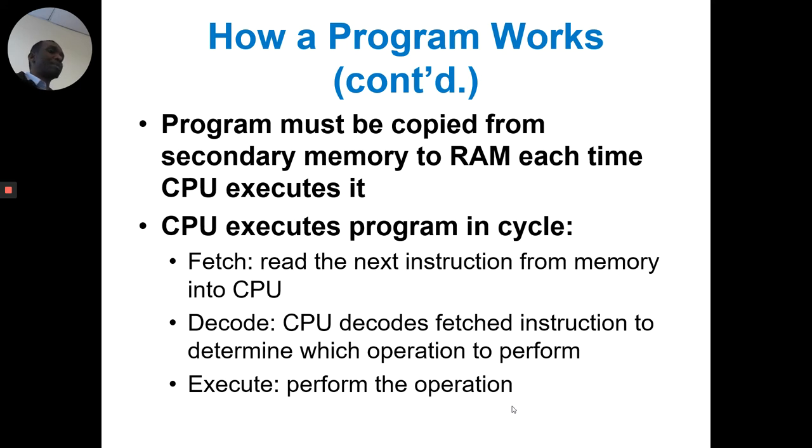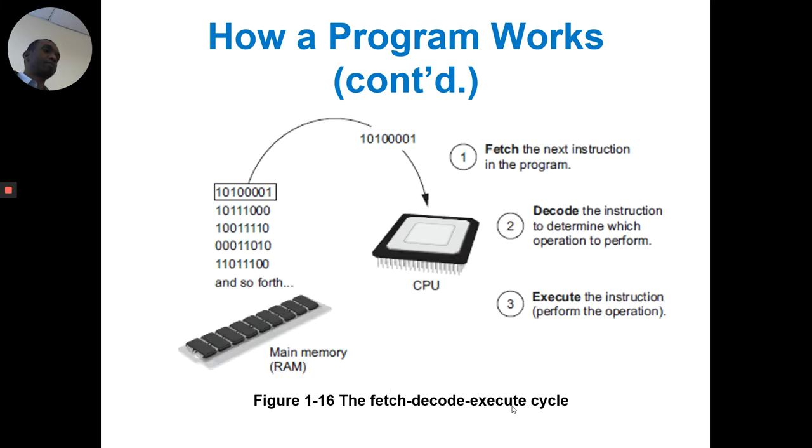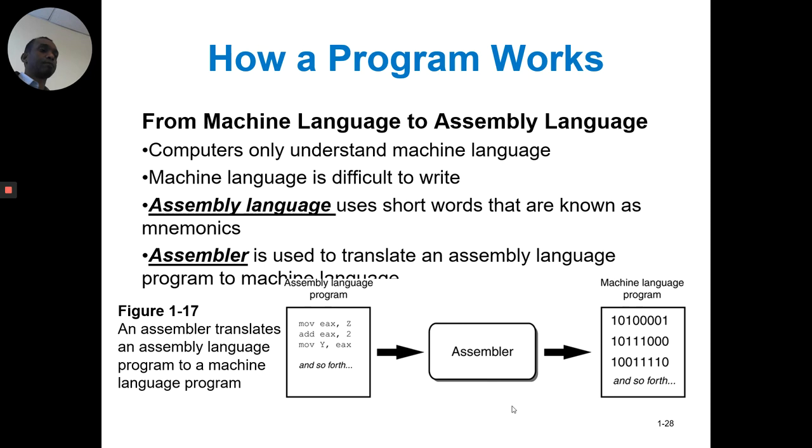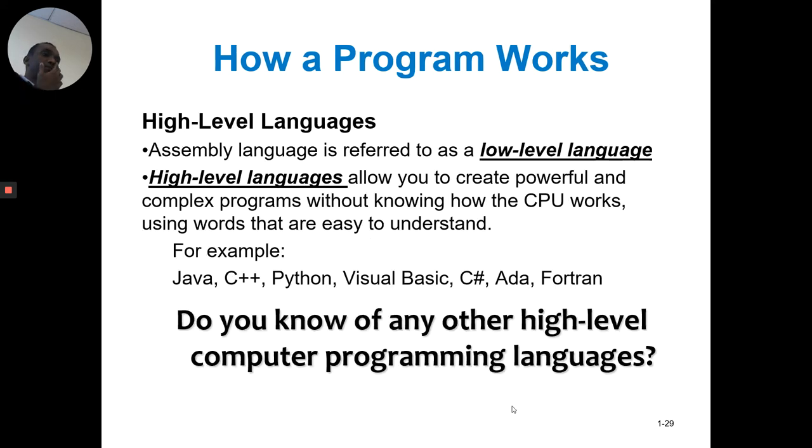The CPU executes a program in a cycle. It fetches, it decodes, and it executes. So this is how it looks. Okay, from machine language to assembly language: computers only understand machine language. Machine language is difficult to write. Assembly language uses short words that are known as mnemonics. You have assemblers used to translate an assembly language program to machine language.